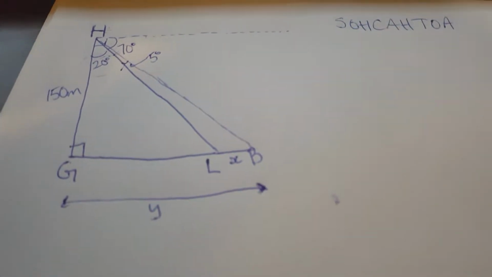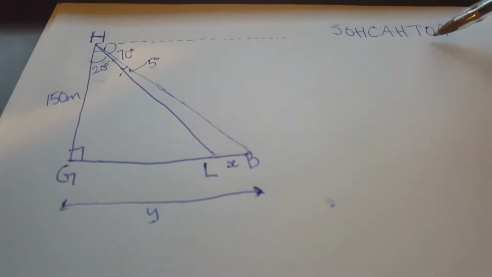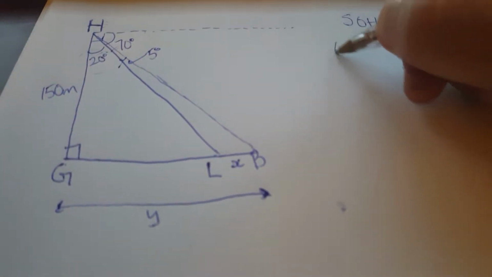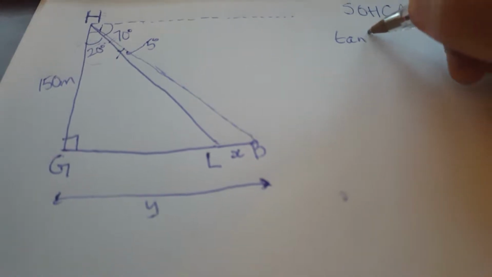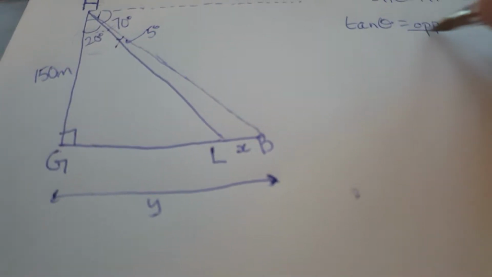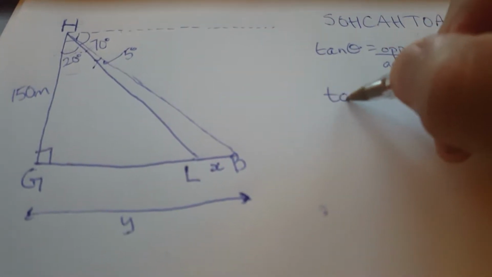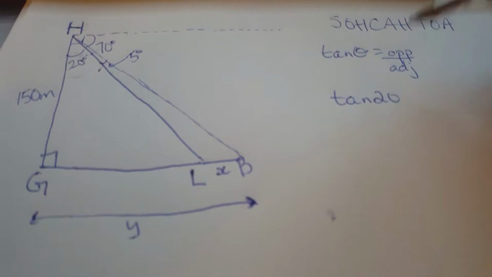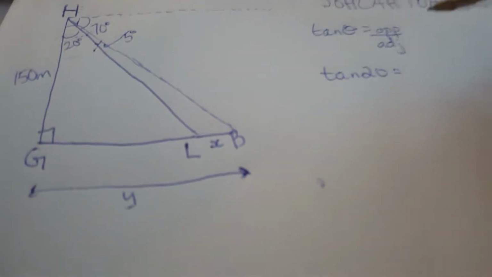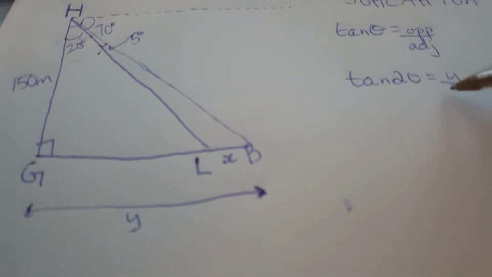So if I have opposite and adjacent, I'm working with tangent, right? Tan is opposite and adjacent. So tan of an angle is equal to opposite over adjacent, right? And I can start plugging in. So I can say tan of 20 degrees is equal to y, which is my opposite, over adjacent, which is 150. And then I can solve.